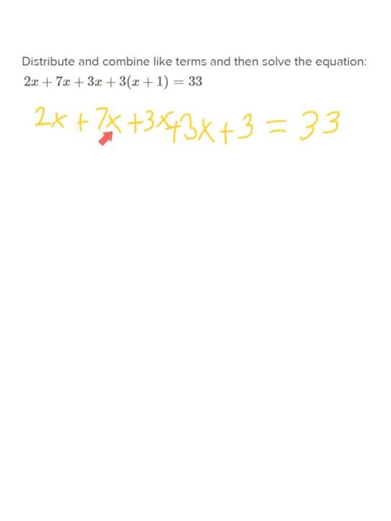These are all on the same side of the equation. If they are all on the same side of the equation, that's where you combine. So we are going to add 2x plus 7x. That's 9x. Plus 3x. That's 12x. Plus 3x. That's 15x. So all of this right here combines together to get 15x. Bring down the plus 3 equals 33.